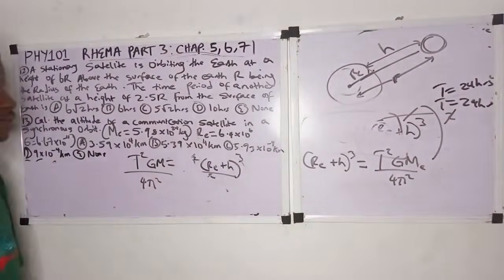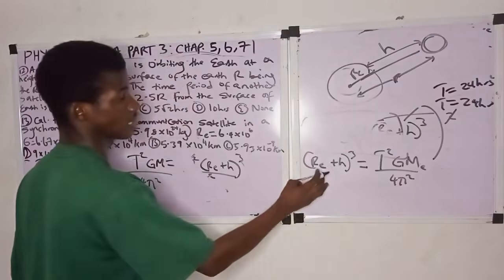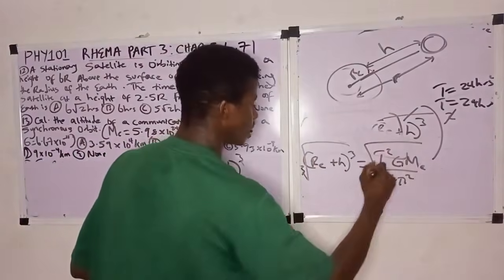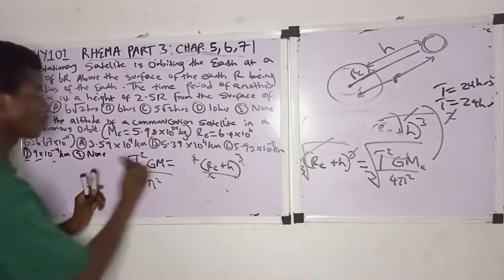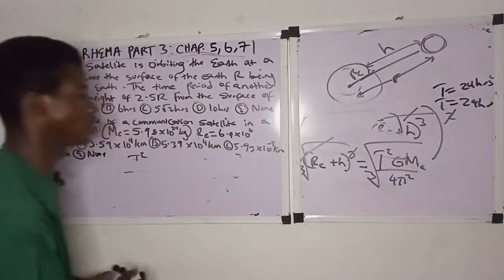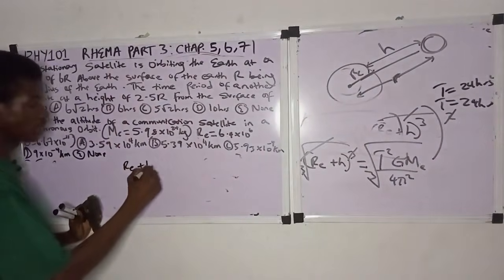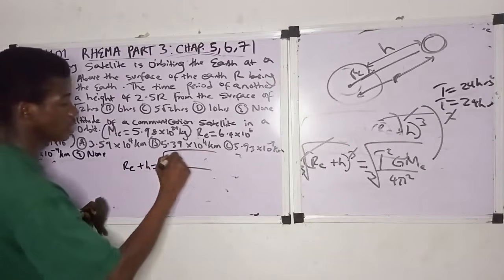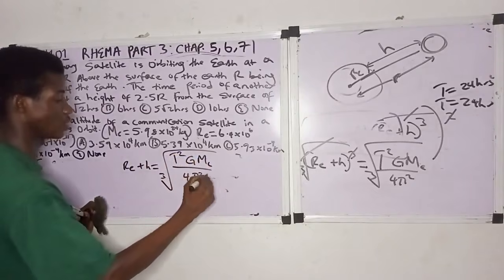So what am I going to do? I want to make this stand alone, so take the cube root of both sides. This cube will cancel the cube root, so we'll be left with Re plus h is equal to the cube root of T squared GMe all over 4 pi squared.